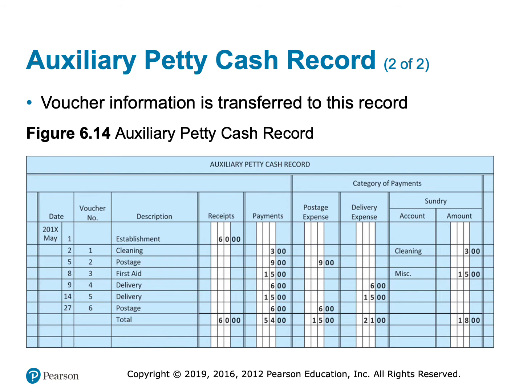So we have a deposit of 60 to increase the account, and then we show that we have made payments of $54. We have those categorized, and the common ones we used were postage expense and delivery expense. And then we had sundry, which just kind of means extra, miscellaneous, miscellaneous cleaning, that sort of thing.